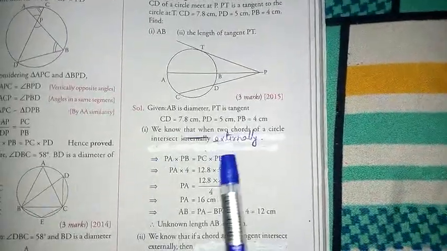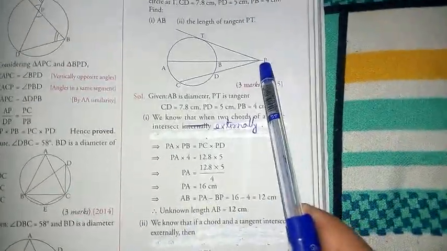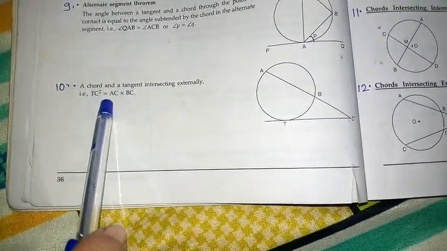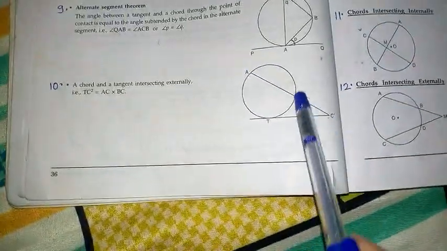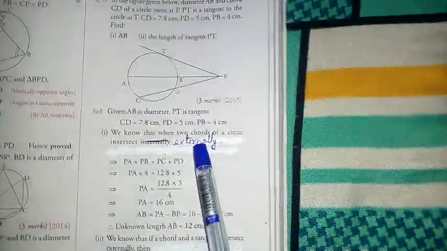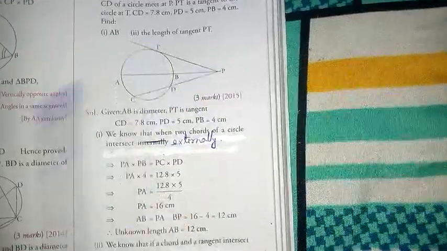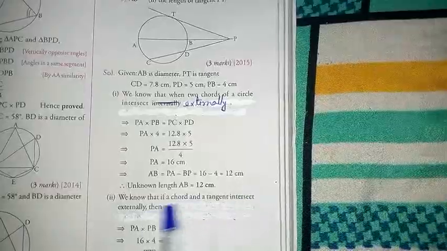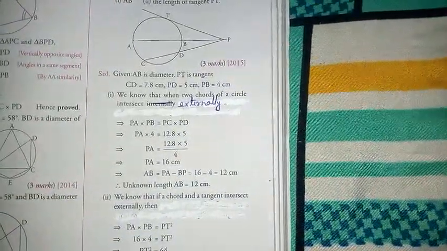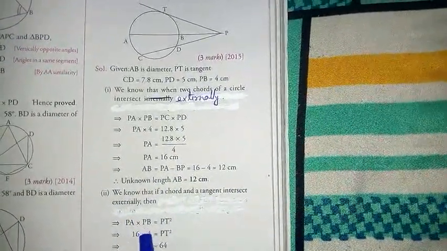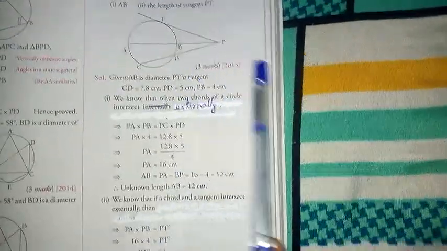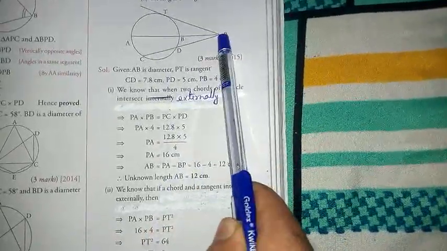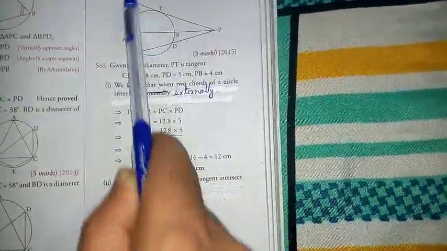So the first answer came. Now we have to find the tangent, that is PT. For this we will apply this formula. Just now we have done that tangent square equals AC into BC. The same formula will apply here. So here I can say PT square. We know that if the chords and tangent intersect externally, outside, then you know the formula: tangent square equals PA into PB, or you can take this one also, PC into PD. Any one you can take.